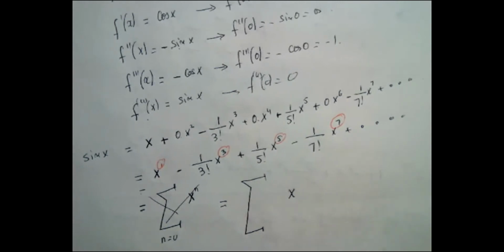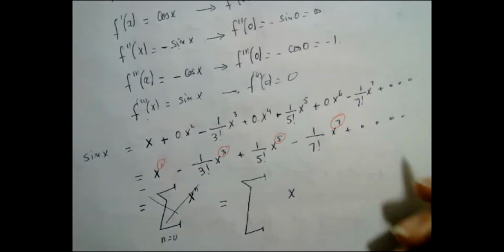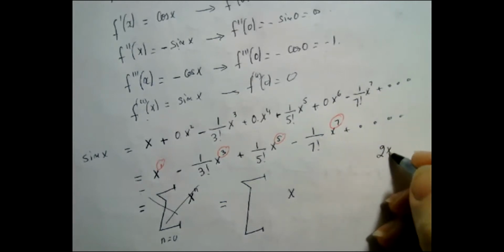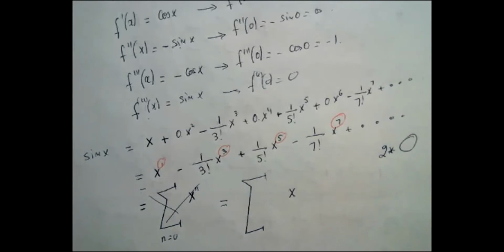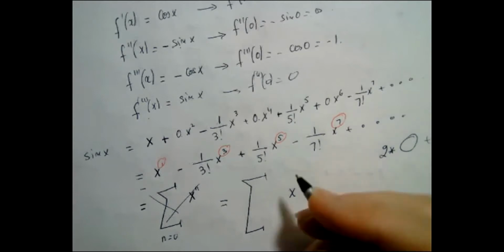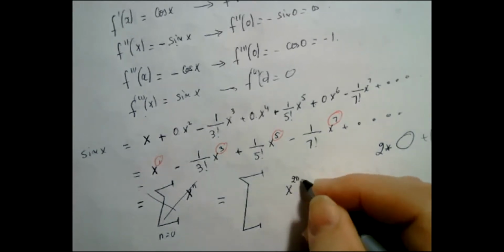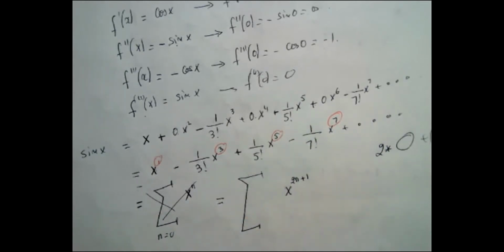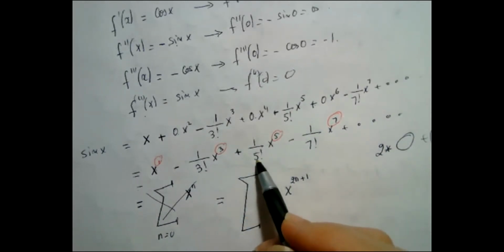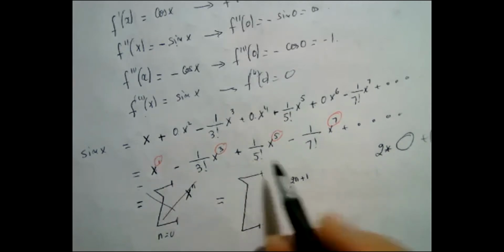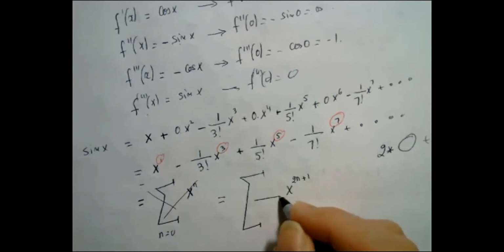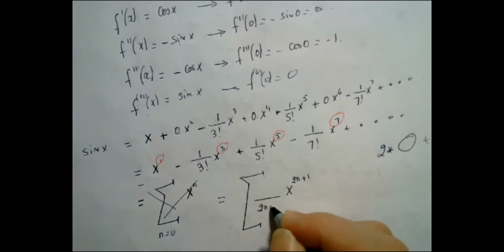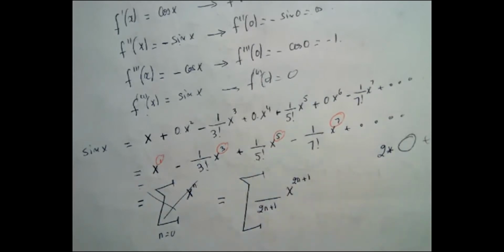2n minus 1 or 2n plus 1? Because even numbers are 2 times something. That's the even. To get the odd, you have to add 1 or take away 1. It doesn't matter, any of them would work. So let us say I added 1. Now I'm taking care of the odd powers. Then, of course, we have 3 factorial, 5 factorial, so we're going to have 2n plus 1 factorial, the same as the powers.